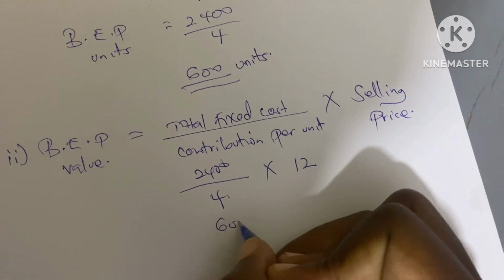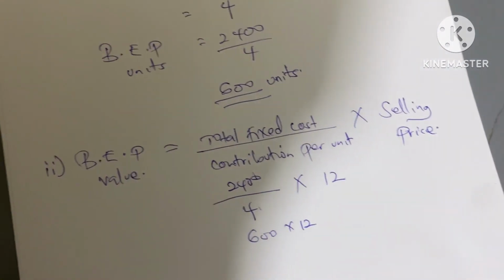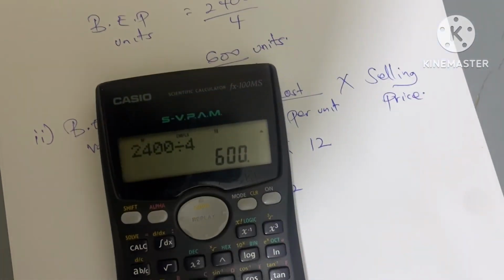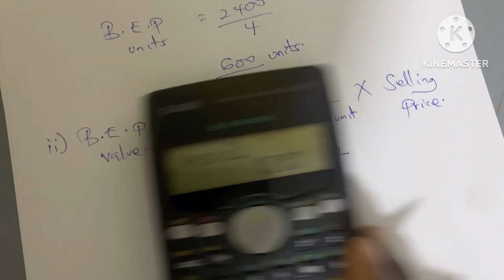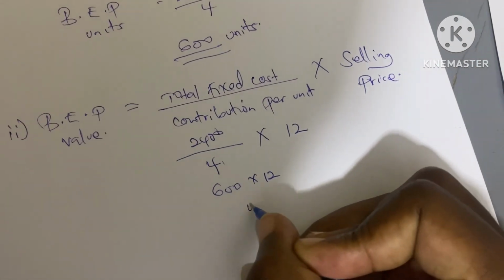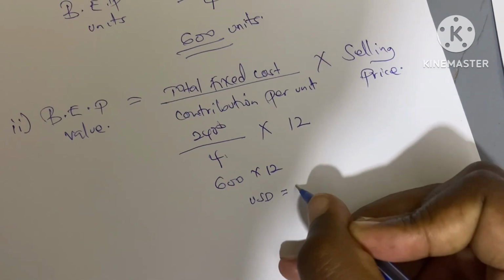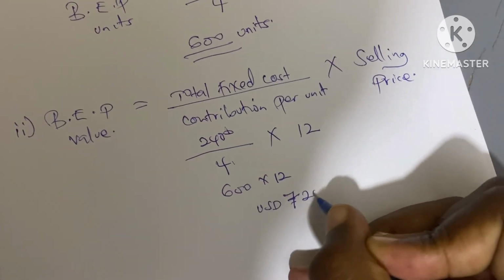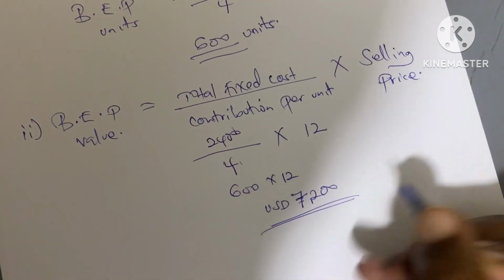This was 600 times 12. So 600 times 12, it is 7,200. And it is in USD. So 7,200. Like that.